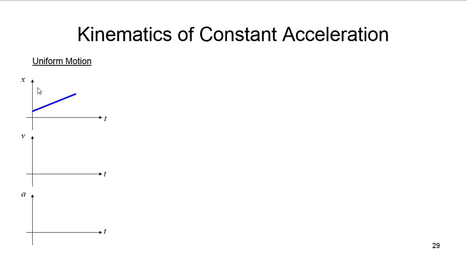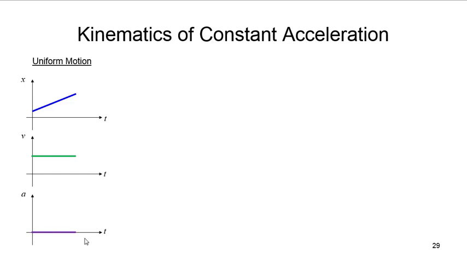Well, we know that for uniform motion, the position graph has to be a straight line, because we need a constant velocity. Okay, so a straight line gives us a constant velocity. That means our velocity graph has to just be a horizontal line, something constant. And if the acceleration is the slope of this, this slope is just 0, so our acceleration graph is just 0.